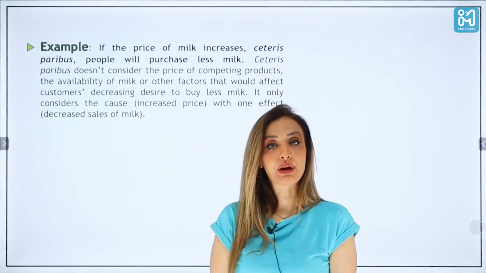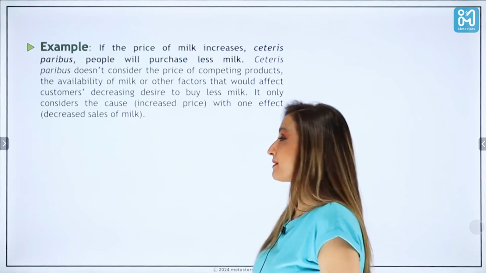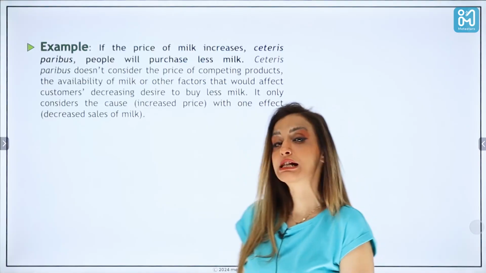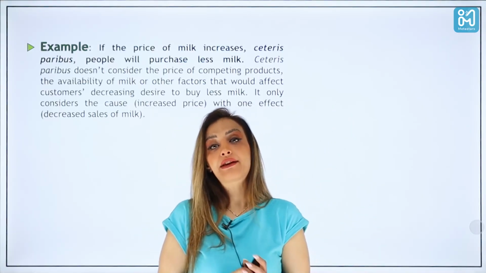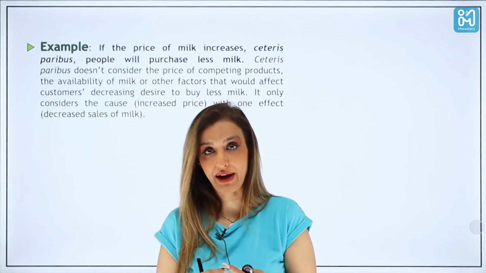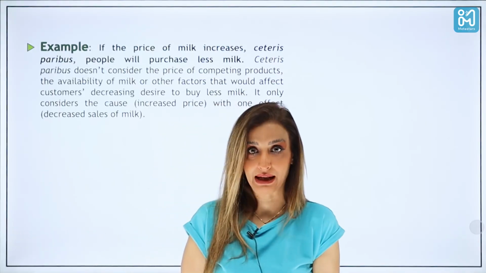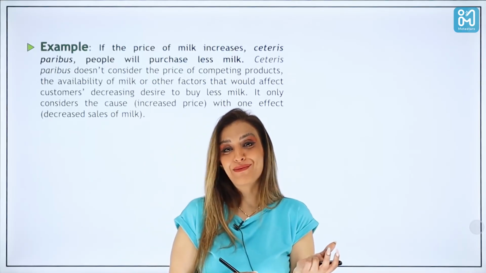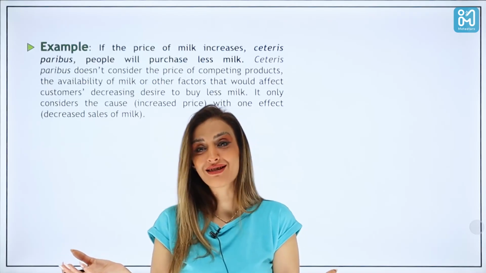Okay, let's take an example about ceteris paribus. If the price of milk increases, ceteris paribus, people will purchase less milk. Yes, that's true. Here we will only take the two factors, cause and effect. An increase in prices will decrease my sales, right? So the cause is the increase in prices. The effect is the decrease in sales.